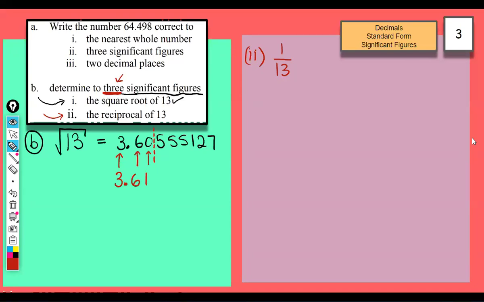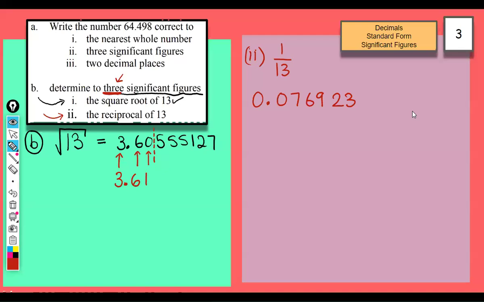1 divided by 13. How many people see this on the calculator? 0.07692. It goes on for a little while. How many people saw that? Don't take my word for it. I want you to get involved in the question. Type it in, see it for yourself. Watching somebody do maths is the worst thing you could do. Get involved in the question.